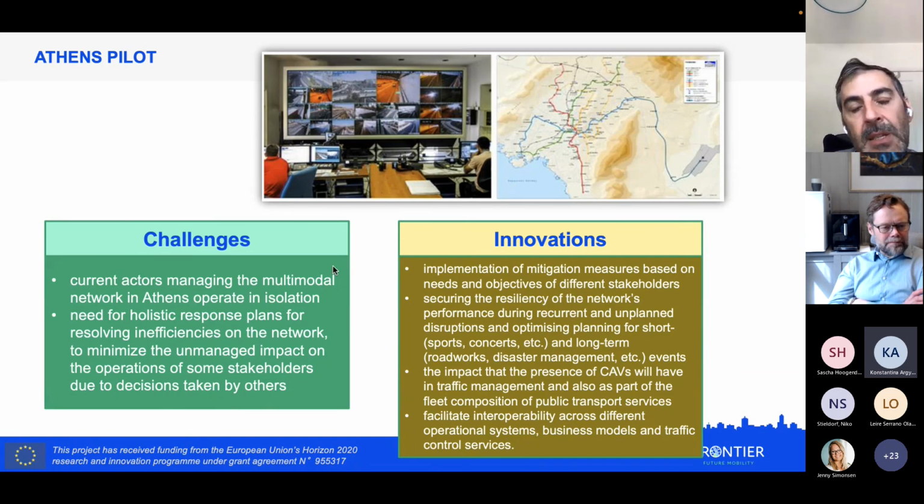Then we have a pilot in Athens, where we have a corridor from the airport to the center of Athens. And in this one in particular, we are looking at the multi-stakeholder collaboration.